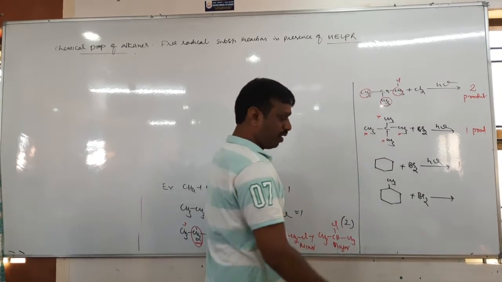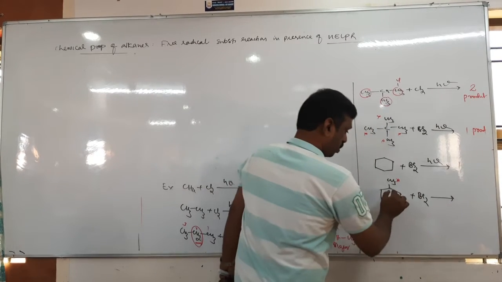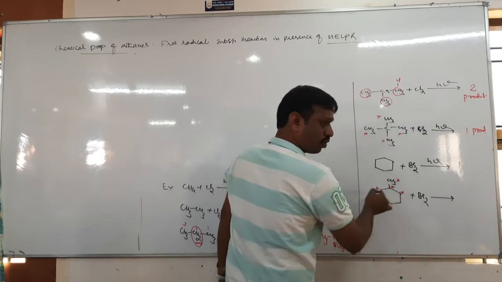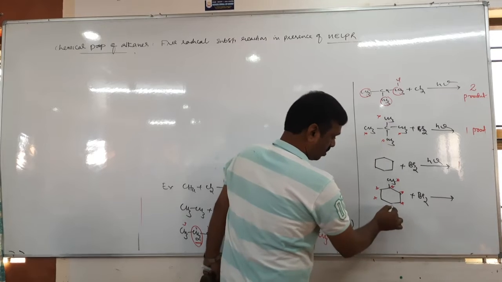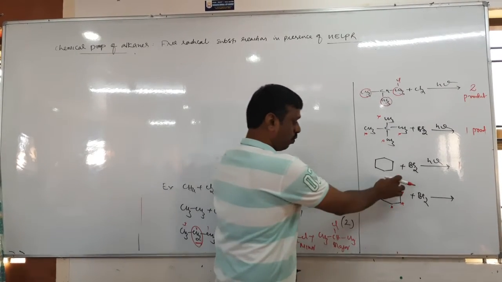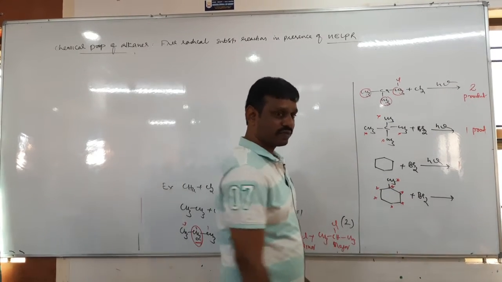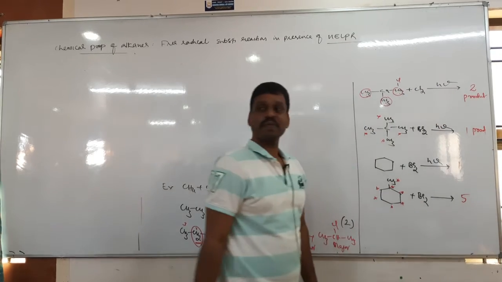4, because chlorine substitutes here, 1. Chlorine comes here, 1, ortho, 2 are the same, no? This is meta, same, no? This is para. Yes or no? 1, 2, 3, 4, 5. You said 4, 5.